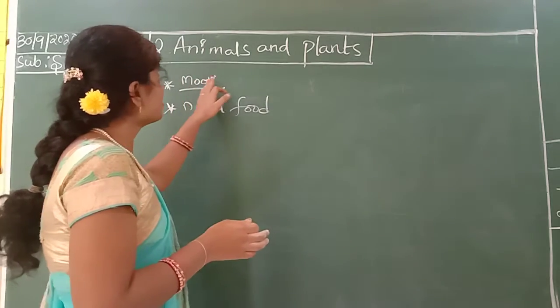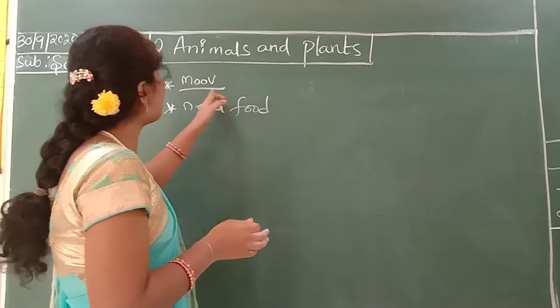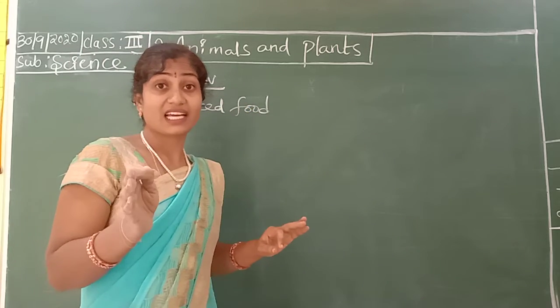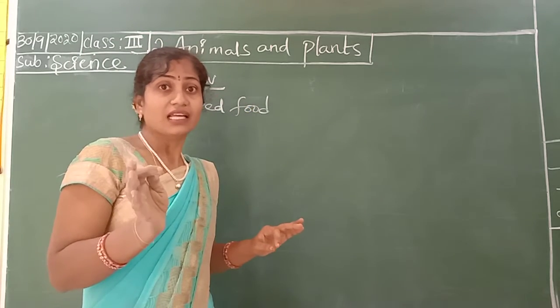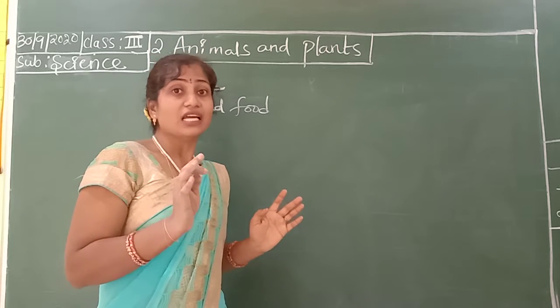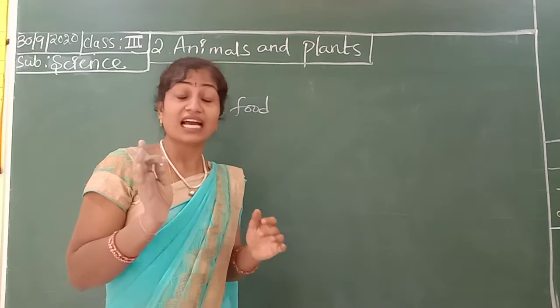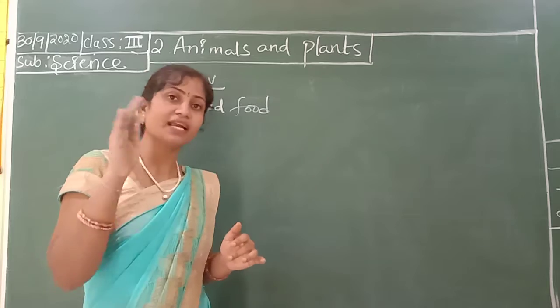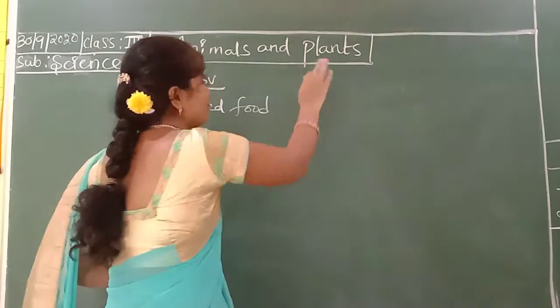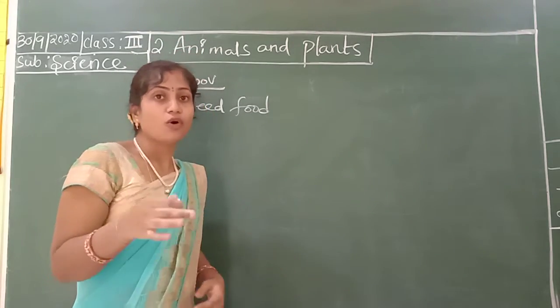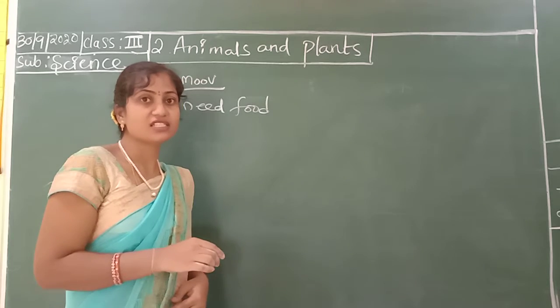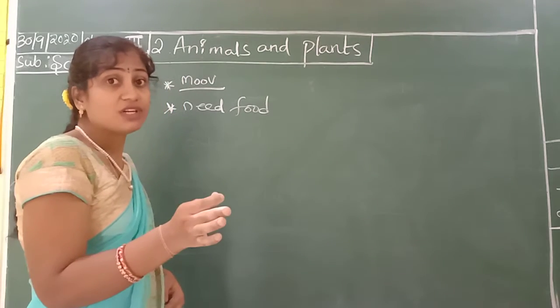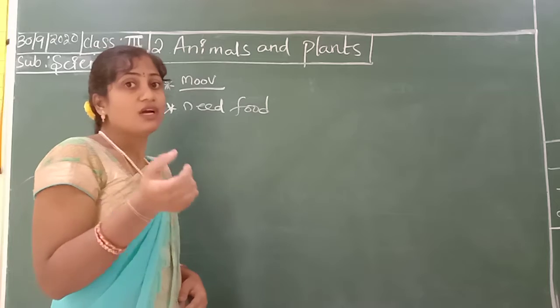Next, some animals like a tiger, like a lion, can eat deer. Like that, some animals depend on other animals. Next, plants can prepare their own food in the process of photosynthesis. Okay, only the green leaves prepare their food.